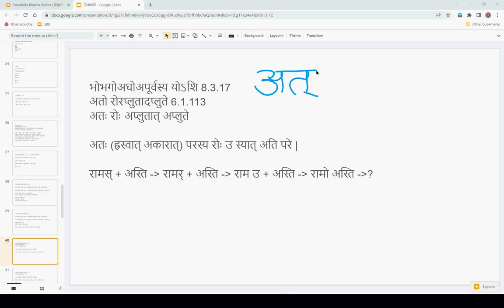At. At is Hrasvakaram. This only Hrasvakaram, because the ta over there is Tapara Sanya. So this was there in some previous sutra, right? At. Where was it before?